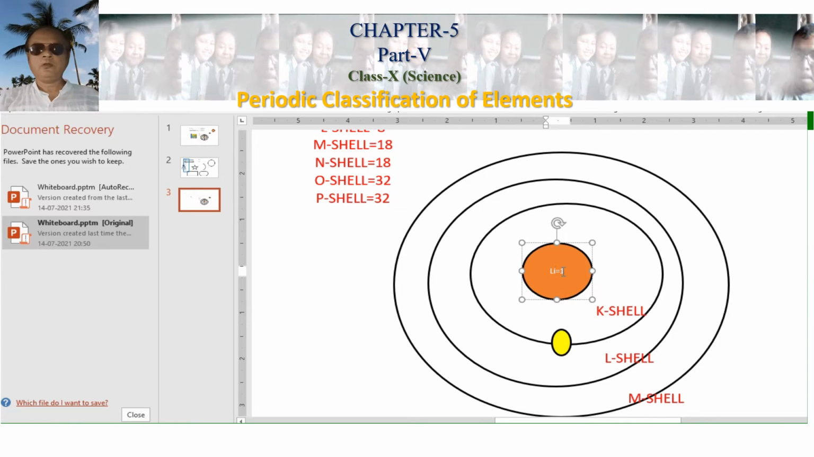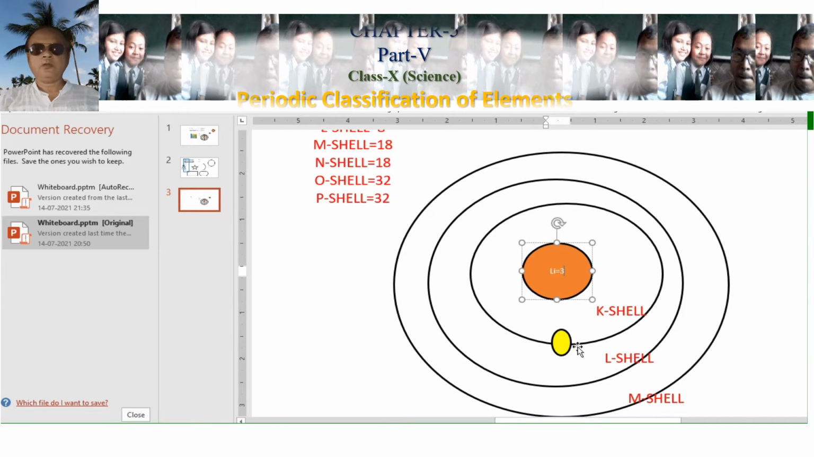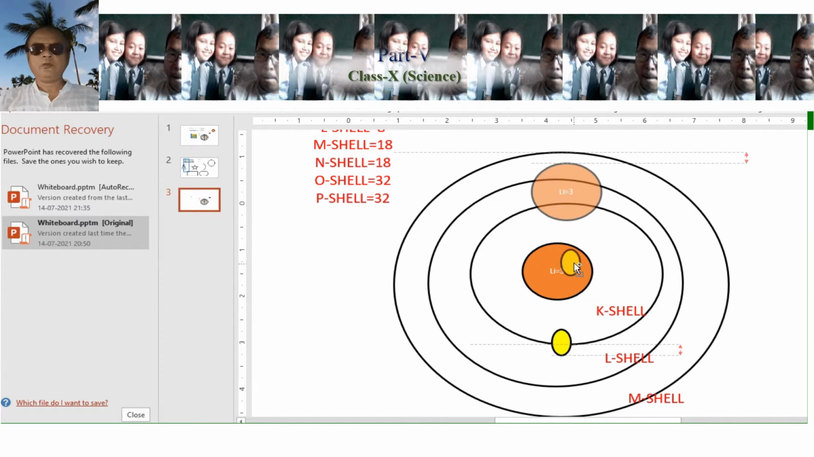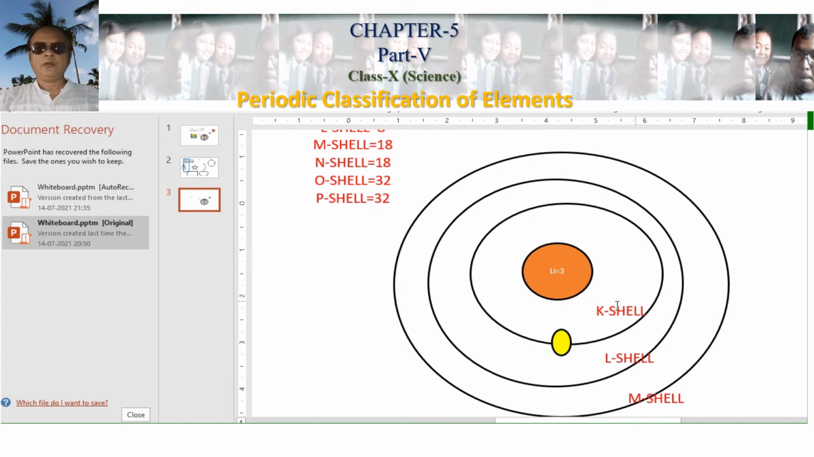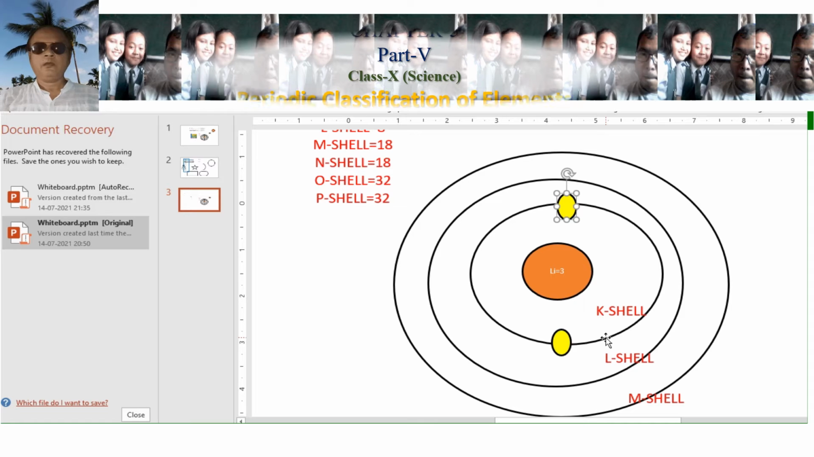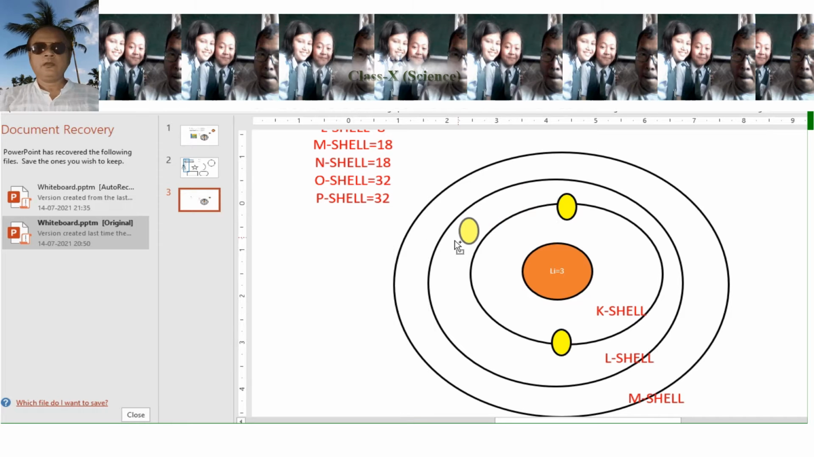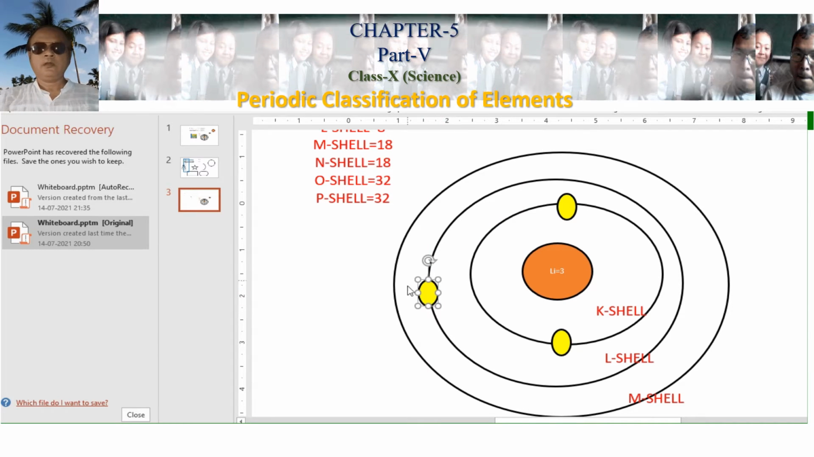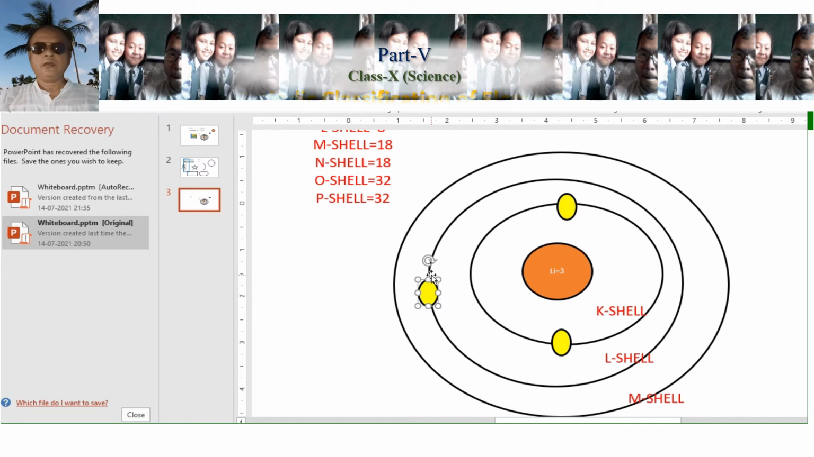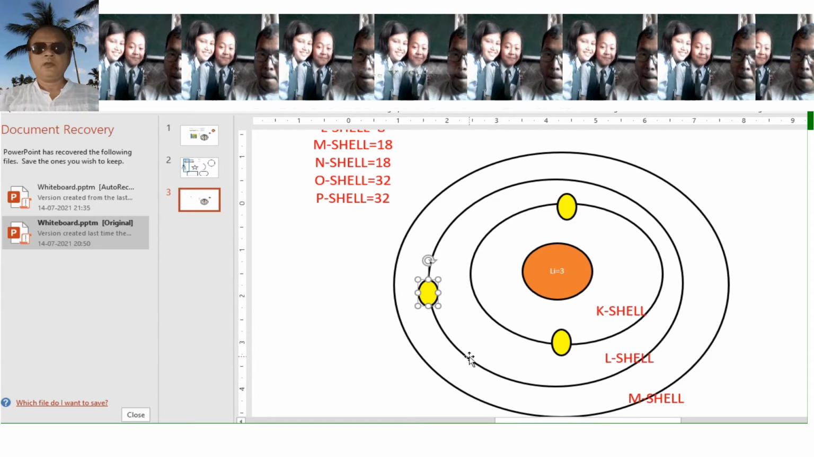Its atomic number is 3. So it will have 2 electrons in the K shell and 1 electron in the L shell. So its outermost orbit has 1 electron. Hydrogen also has 1 electron and lithium also has 1 electron, but the number of shells increases. It is in the second shell, meaning the L shell.